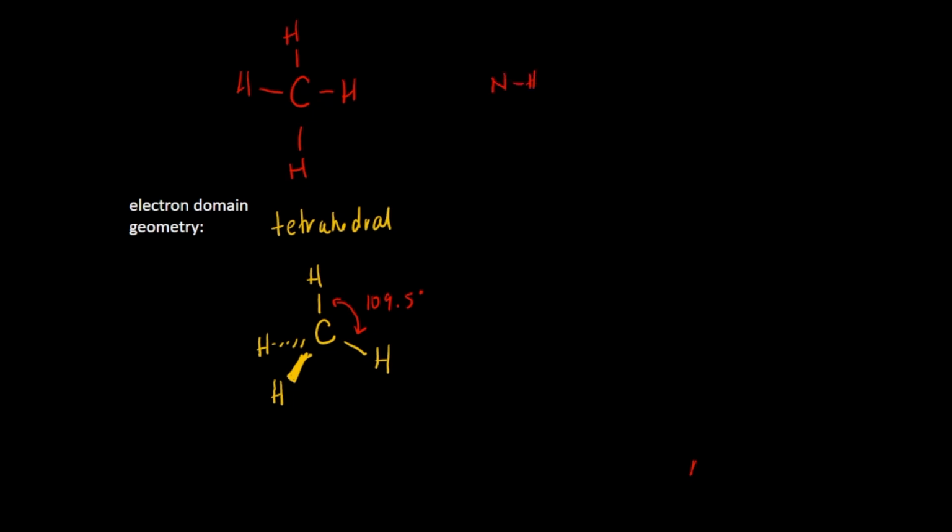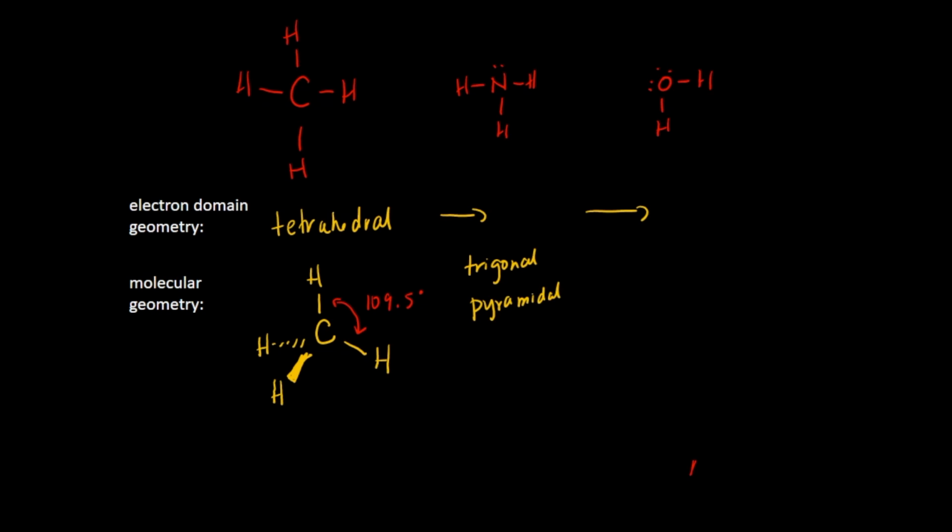Ammonia, NH3, and water, H2O, both also have 4 electron domains around the central atom. This means that their electron domain geometry is also tetrahedral. You may remember that ammonia has a molecular geometry called trigonal pyramidal because it has 1 lone pair and 3 bonding domains, and water has a molecular geometry called bent because it has 2 lone pairs and 2 bonding domains.